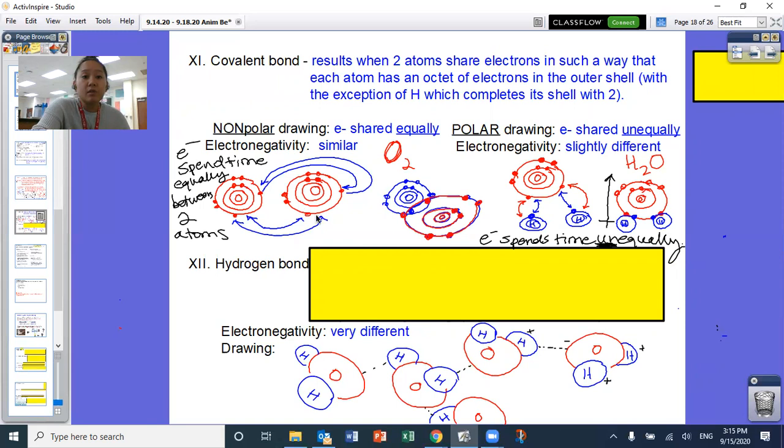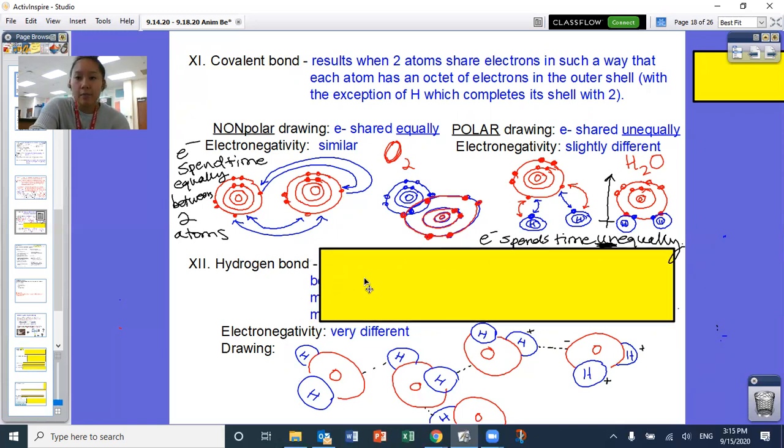And that's just how we draw dipoles. Okay. You would never draw a dipole on a non-polar bond because there is no positive or negative side. They're always equally shared. But because these are unequally shared, one side is going to be more positive than the other. And as the electron spends time unequally, the dipole is present.